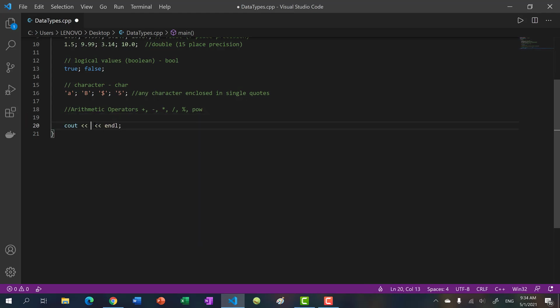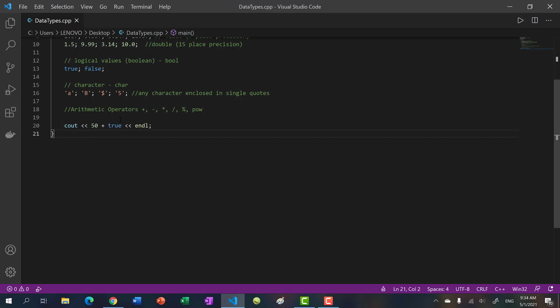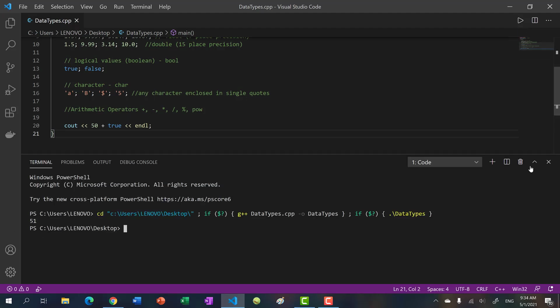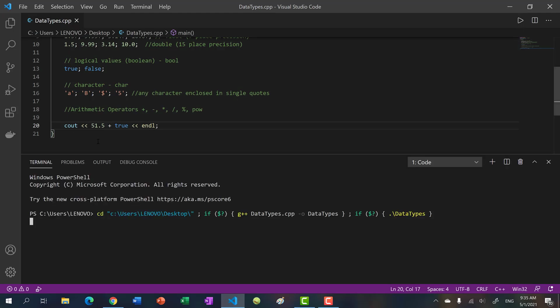Now, what happens if I did this? So if I did 50 plus true. So I'm adding a number to a boolean. Let's try it. And we get 51, right? Because in the previous videos, I mentioned implicit conversion. When you're doing an addition with a number and a bool, the bool gets converted to an int. We said int was the middle person, right? So if I did 51.5, we should get 52.5. Because it'll be 51.5 plus 1, and that's what we got here.